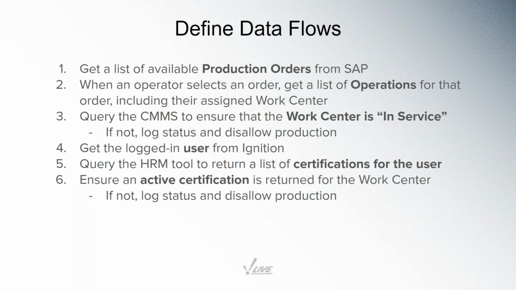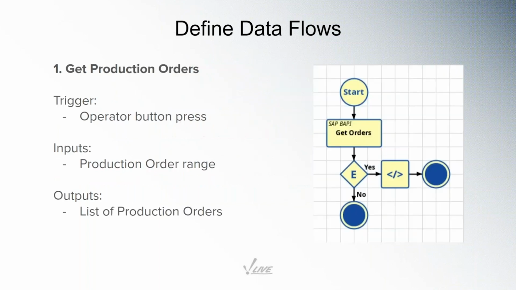We can break this down into a couple of individual transactions for talking to these different systems, and I'll show you those. So here's the first one. This is for getting the production orders. So this is mapping the individual data flow, and this is again where it's important to kind of figure out, what's the trigger event for this flow? What are the inputs that are expected? What are the outputs that are expected?